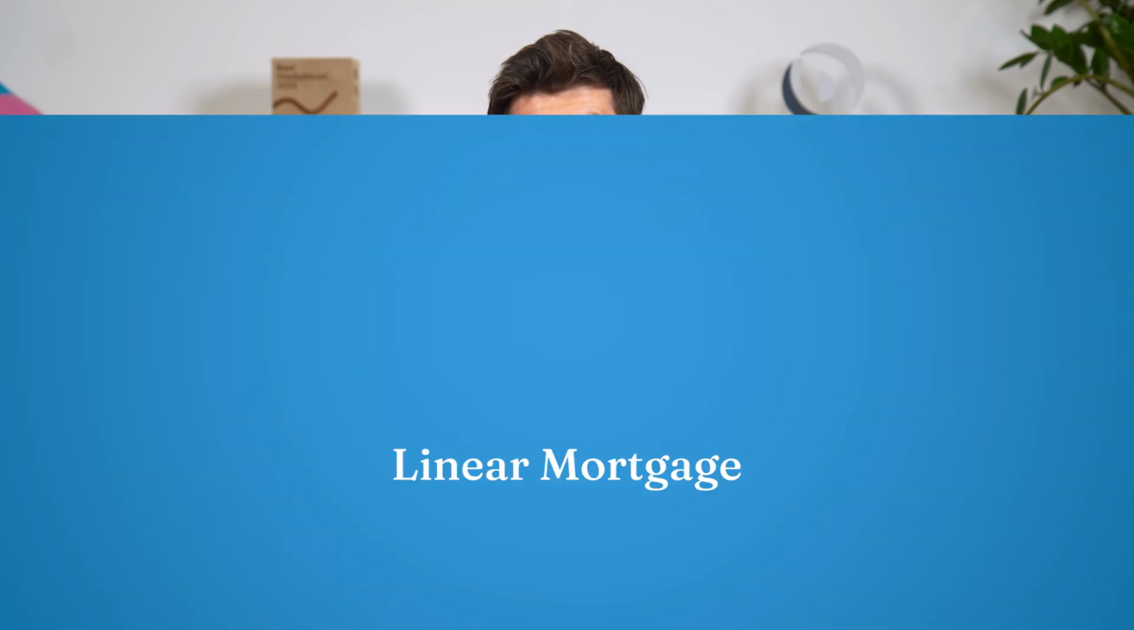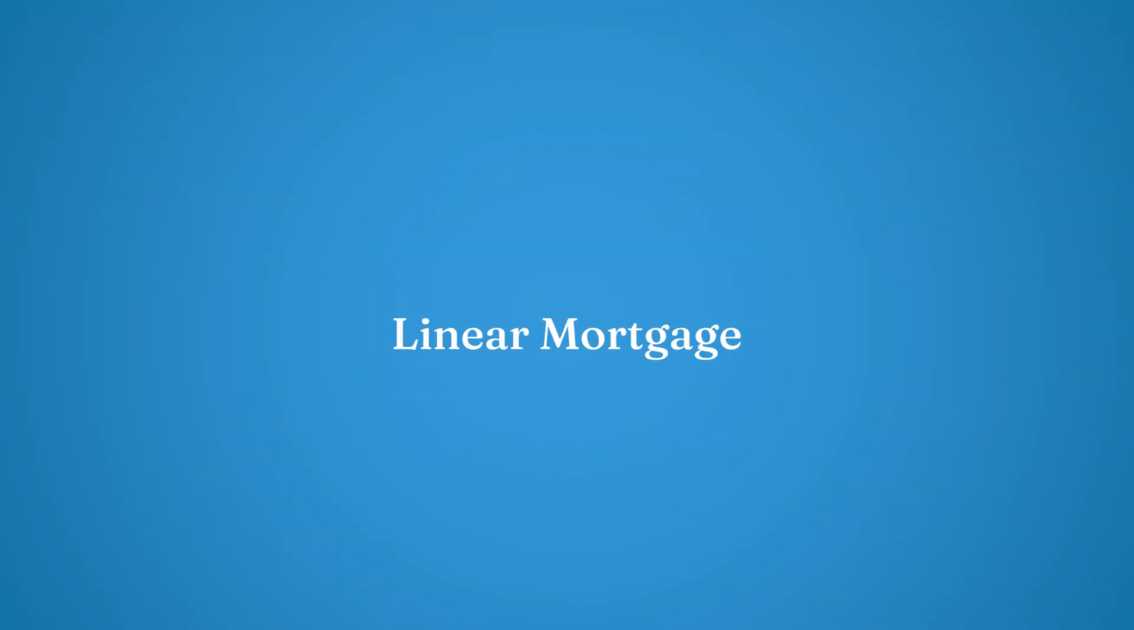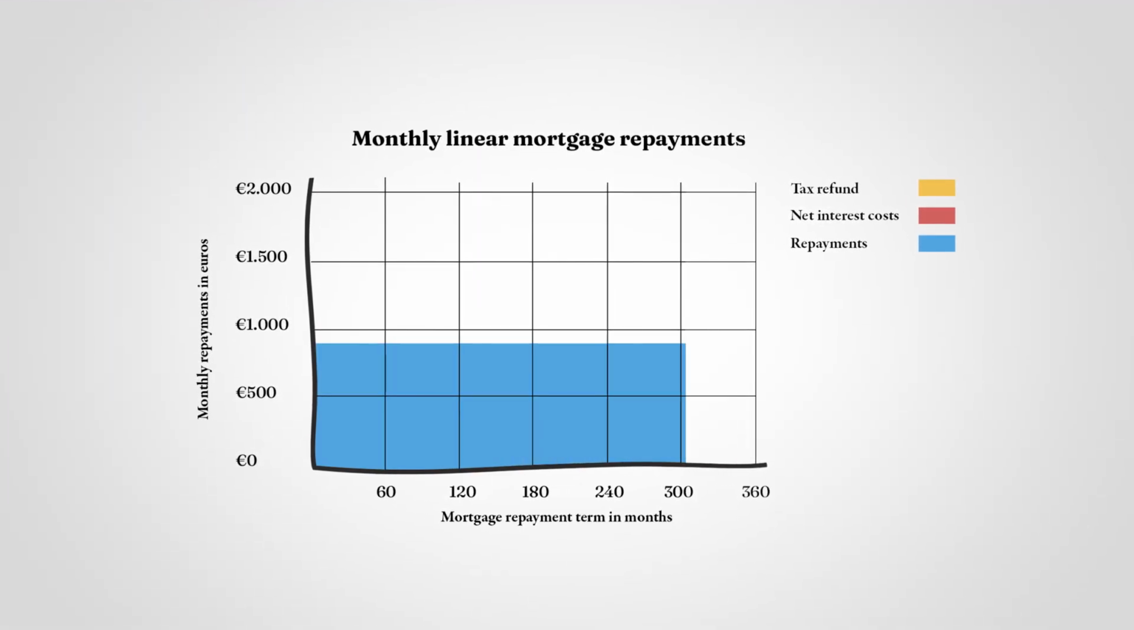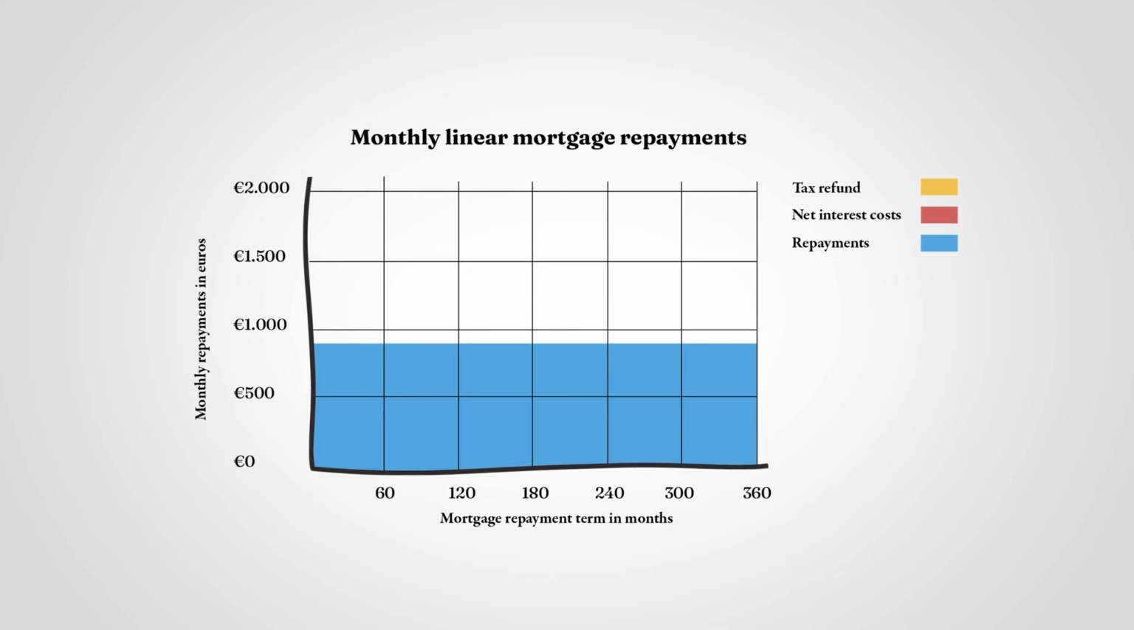The first one is a linear mortgage. With a linear mortgage, you repay the same amount of principal every month. In other words, your repayment part remains the same over the course of 30 years. The 30 years comes from the duration of the mortgage. So your mortgage generally runs for 30 years and each month you repay the same amount in principal.